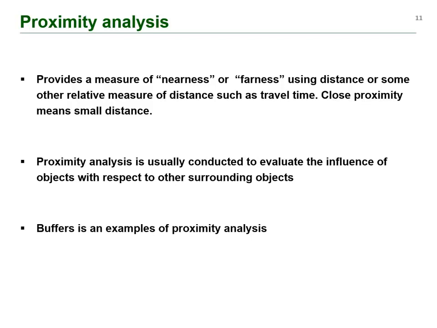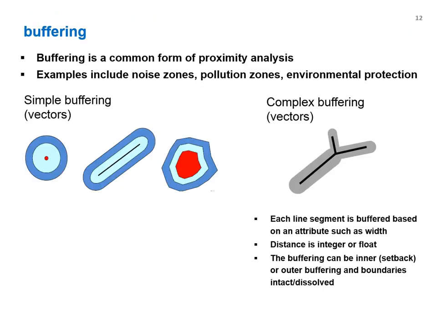One example of proximity analysis is buffering. In buffering, a zone of influence is drawn around either the point, line, or polygon. The extent of the zone is determined by a distance that the user provides. That zone of influence can be used to either include or exclude objects that fall within it. In simple buffering, the zone of influence is the same distance away from the point, line, or polygon.